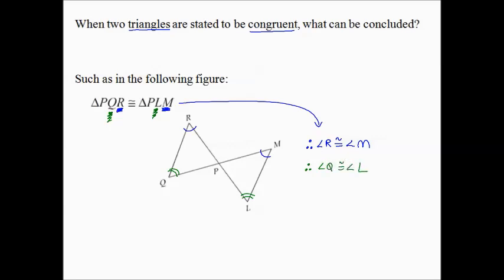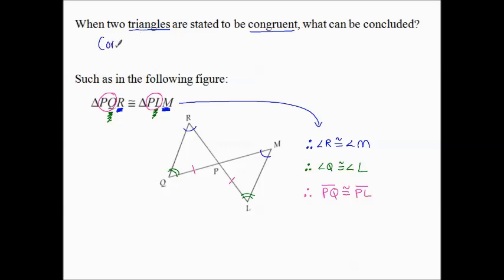How about any of the sides? Sure, anything that corresponds. Segment PQ is congruent to segment PL. All of the parts that correspond from one triangle to the next must be congruent. So that's ultimately what we can say when two triangles are stated to be congruent.